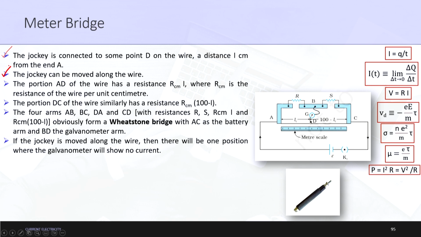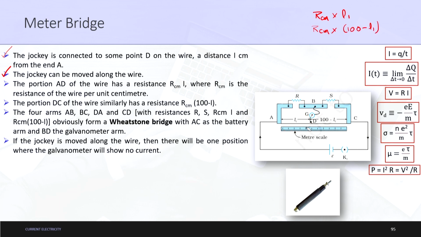Next, the portion AD of the wire has a resistance R centimeter into L. Quite evident, as you can see now. First of all let me explain what is R centimeter. It is written here directly: R centimeter is the resistance of the wire per unit centimeter. So the complete resistance denoted by this portion will be nothing but R cm multiplied by L1. Similarly, the resistance of this portion will be R cm multiplied by 100 minus L1.